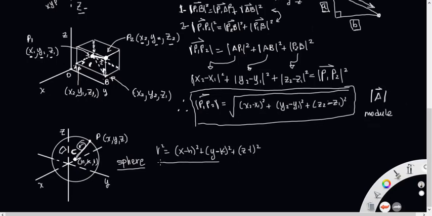So this is the same formula that we used for the very first problem, and I hope this is clear for all of you. And this is our first class on how to calculate or find the distance between two points in any three-dimensional space applying the Pythagorean theorem.